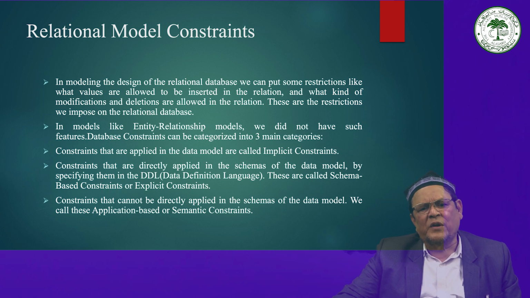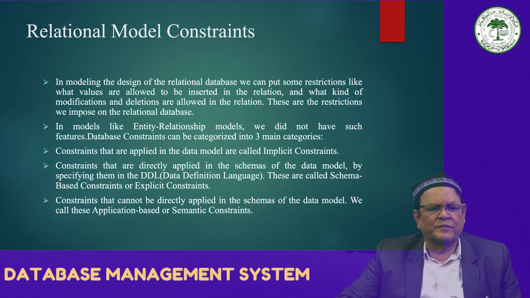Database constraints can be categorized into three categories: implicit constraints, schema-based constraints or explicit constraints, and application-based or semantic constraints. Now let's understand all these one by one.